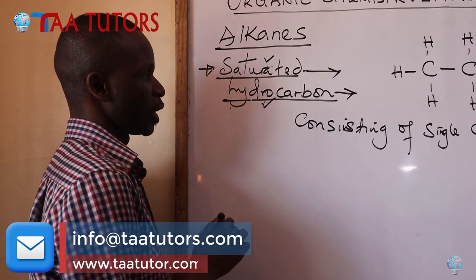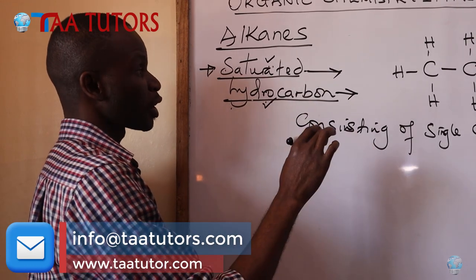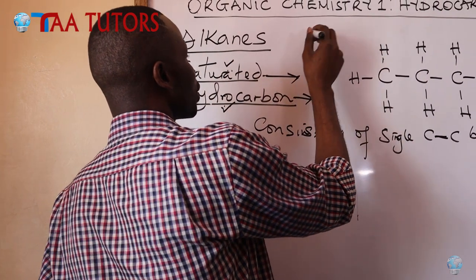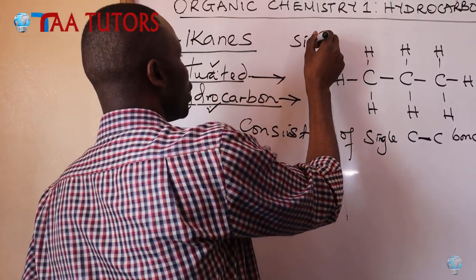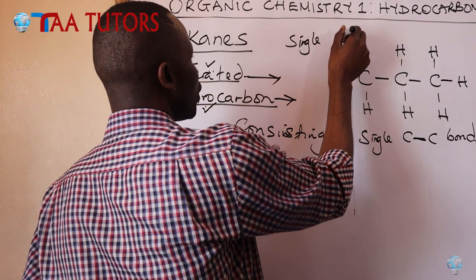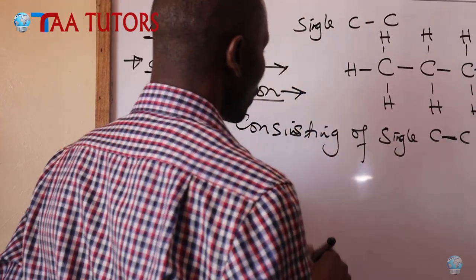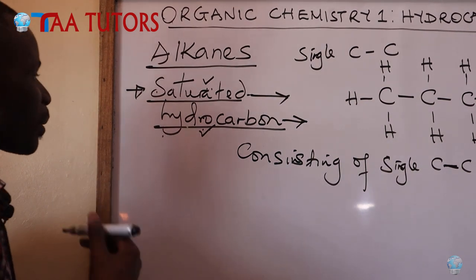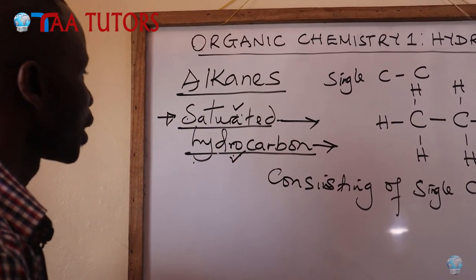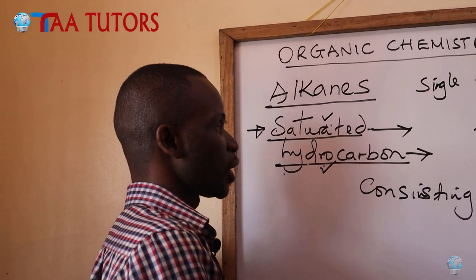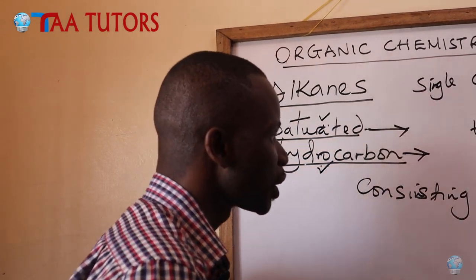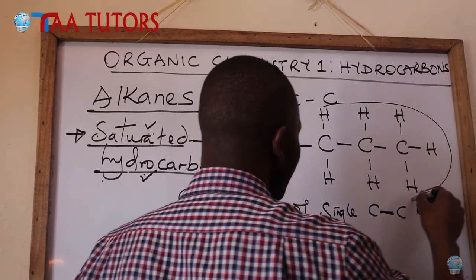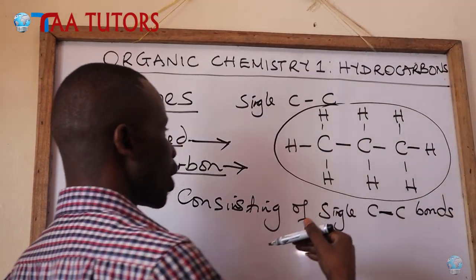Now we know what saturated is. So it means that alkanes are saturated because we have said their functional group arises from the single carbon-carbon bond. So that is what we mean by saturated. One of the things I want you to remember every time is that alkanes are saturated. If they're saturated, therefore, it means that they are very inert. Relatively inert compared to the other hydrocarbons.